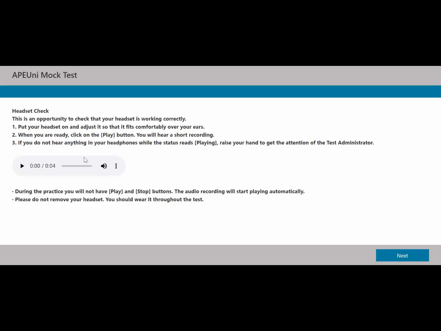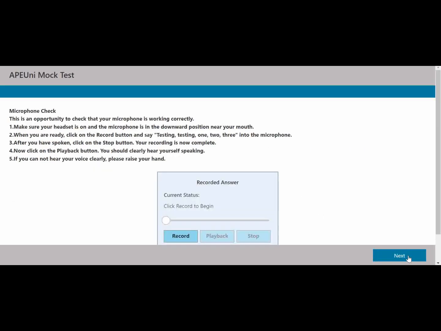So without wasting time, let's start the test. The total time period is 63 minutes. So check your microphone. It's working. Microphone is working.